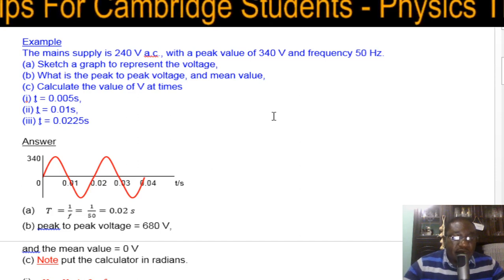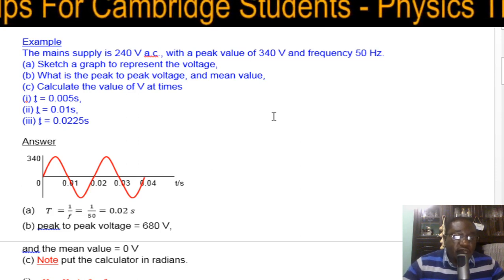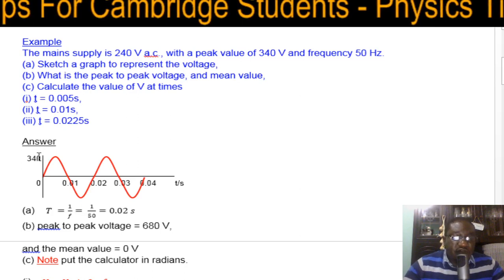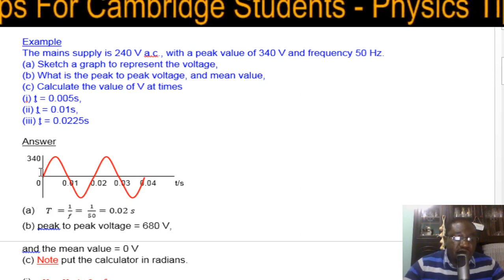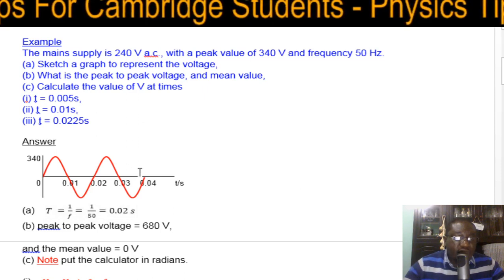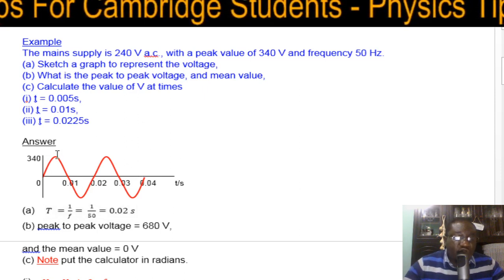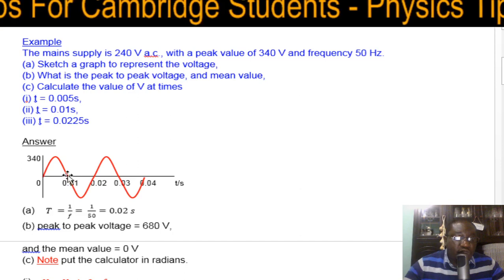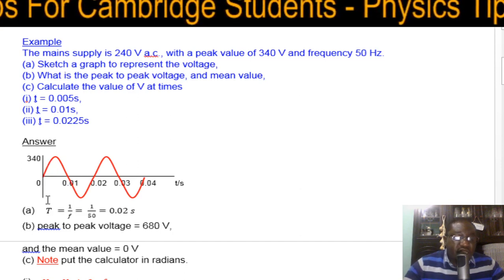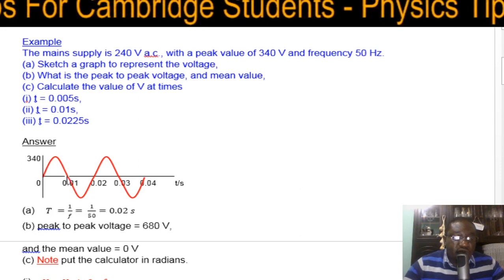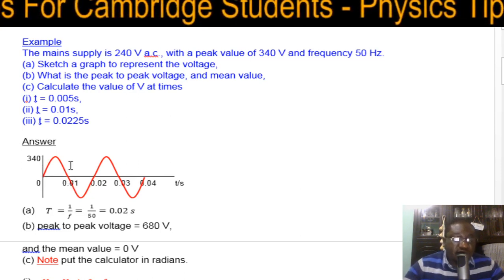B, what is the peak-to-peak voltage in the mean value? The peak-to-peak voltage, this is 340, and the other one will be 340 at the bottom. So peak-to-peak will be 680 volts. The mean value will be the two values added divided by 2. So 340 plus minus 340 will give you 0. So 0 divided by 2 is 0.